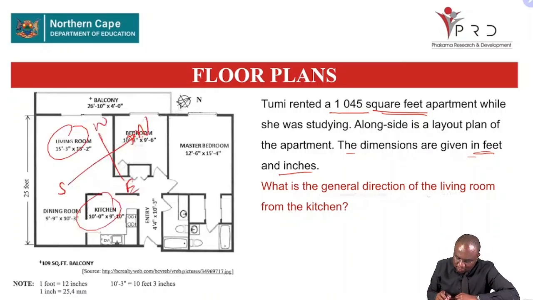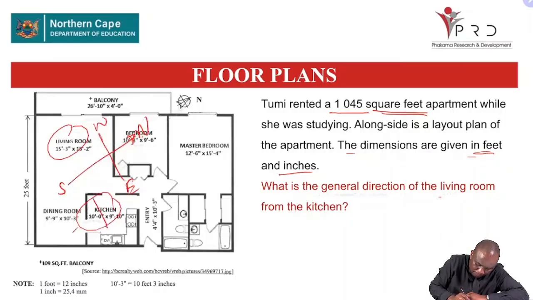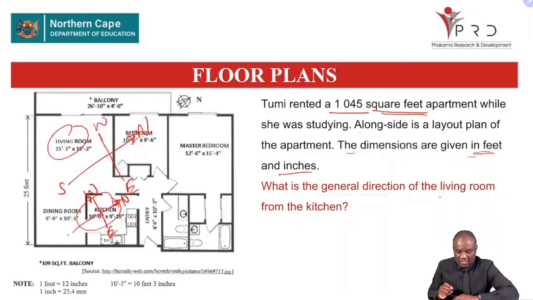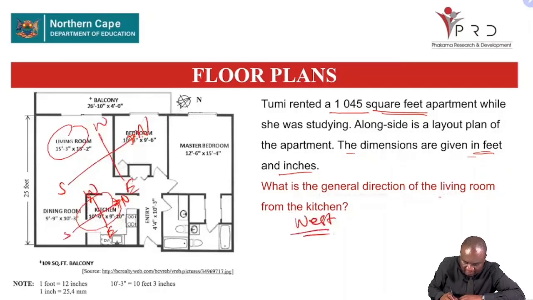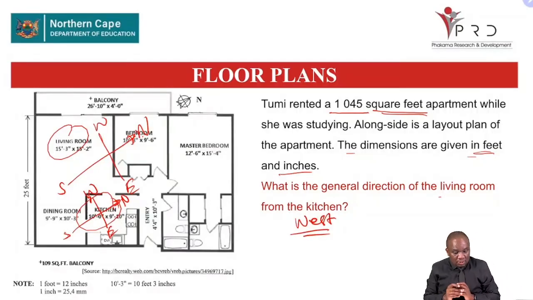So, what is the general direction of the living room from the kitchen? From the kitchen, that's where we put the compass. So our compass should be here, from the kitchen to the living room. So this is west. You see that? The living room is on the western side of the kitchen. So it's west. If you did not check the compass, we are going to say this is northwest. Do you see that? But check the compass first before you answer these questions.